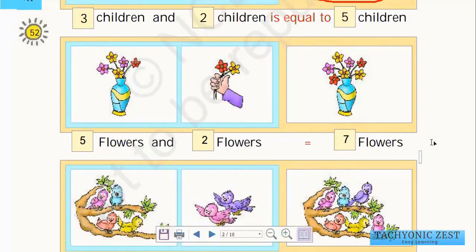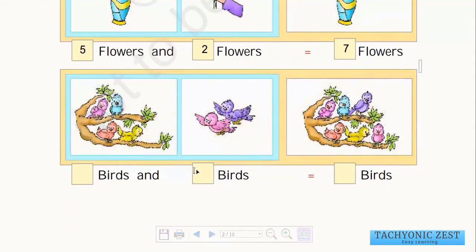Okay. Now next, these are birds, and here also a few birds are given, and we have to find the total number of birds. At first there were some birds, we have to count how many of them. Then a few more birds came and joined them. So what is the total number of birds that we have? First we will see how many birds we had. 1, 2, 3, 4. So at first we had 4 birds.